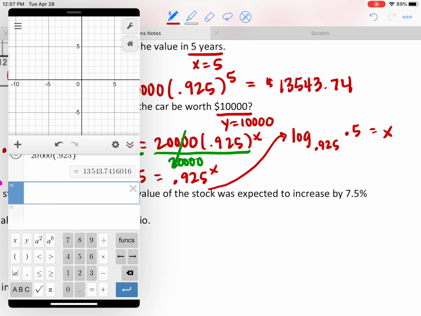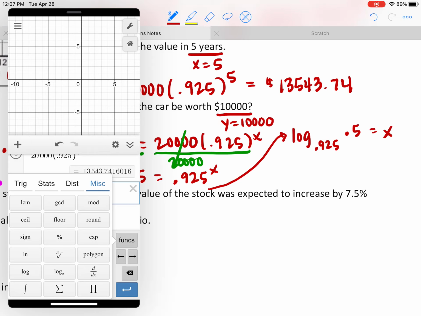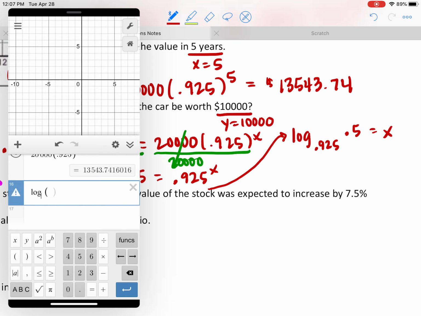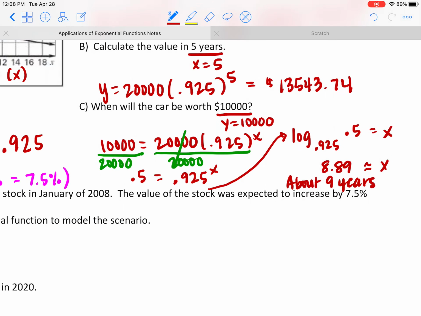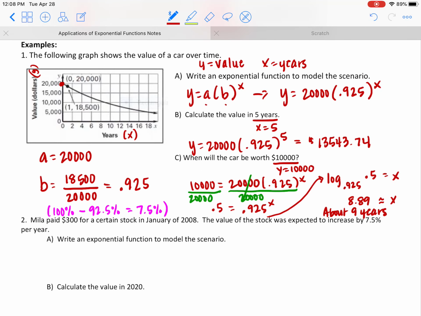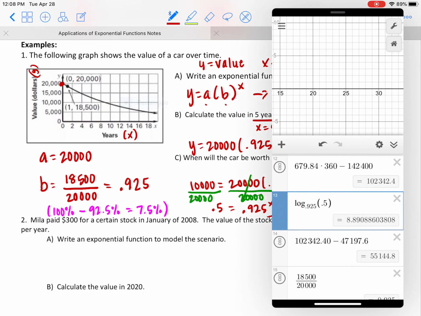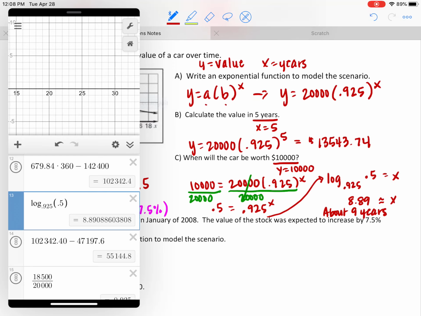And if you remember how to solve this, we're going to rewrite it in log form, right? A log is a power. It's going to tell us that power. So this becomes the log base 0.925 of 0.5 equal to x. So if we put in the log base 0.925 of 0.5, we can see it's going to take about 8.89, let's see, about 9 years, okay?